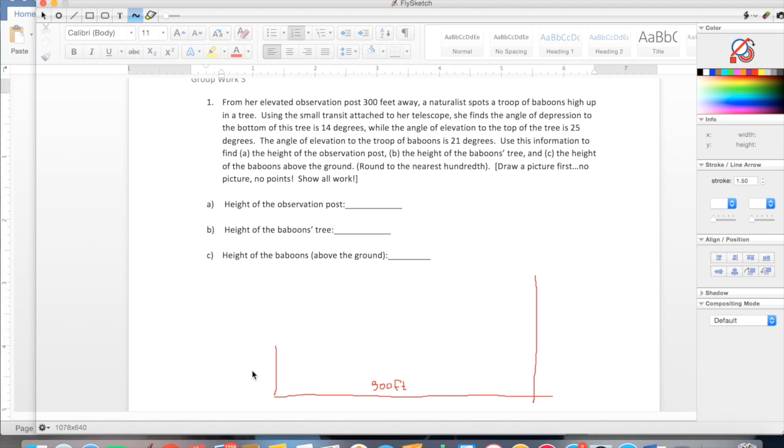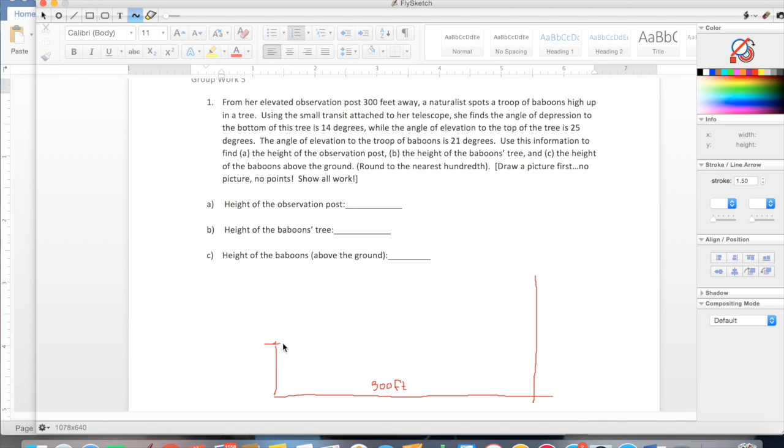Okay, so let's see. Using the small transit attached to her telescope, she finds the angle of depression to the bottom of the tree is 14 degrees, while the angle of elevation to the top of the tree is 25 degrees. And then the angle of elevation to the troop of baboons is 21 degrees. All right, so basically what you have to know is that an angle of elevation or an angle of depression has to come off of a horizontal line.